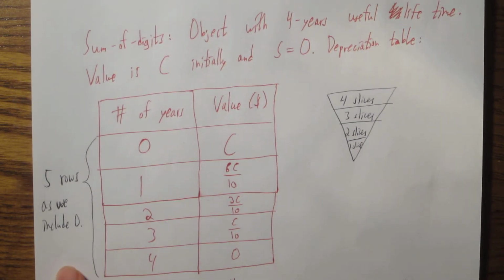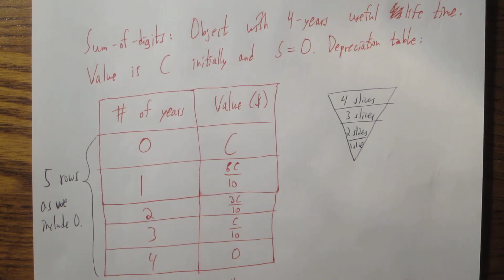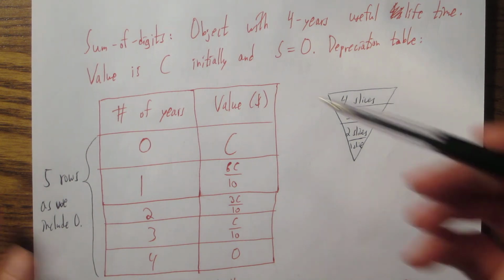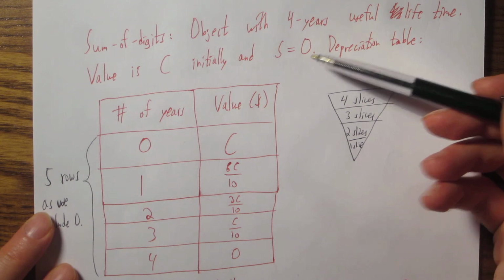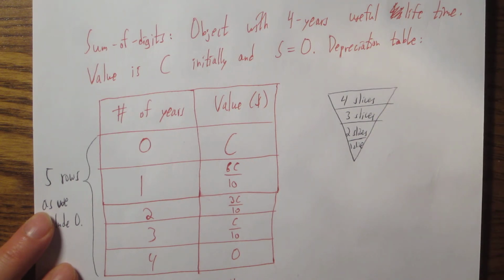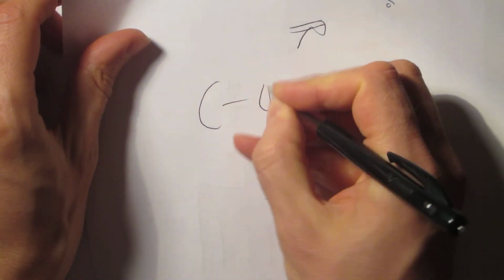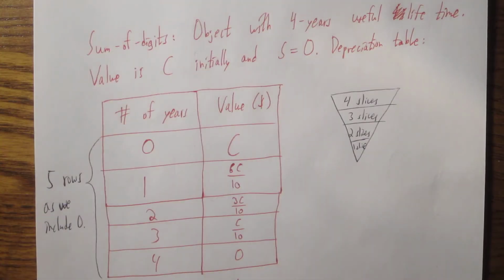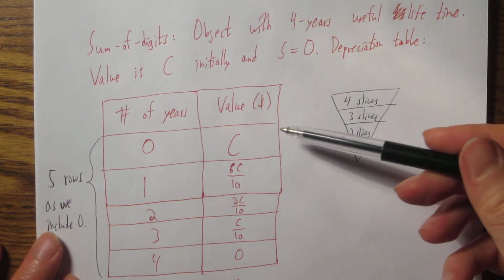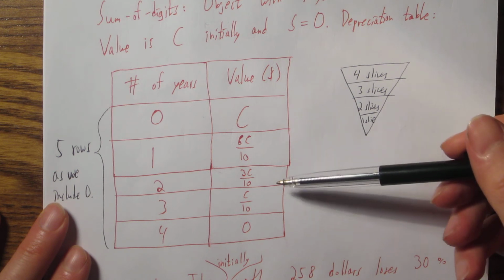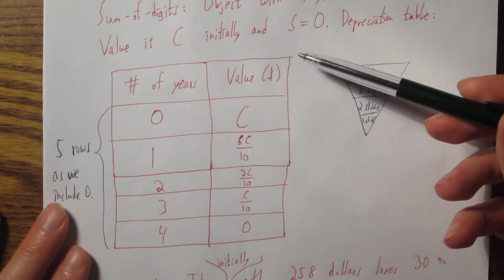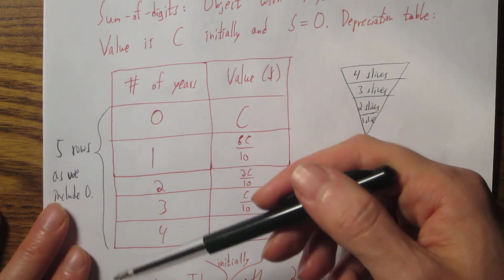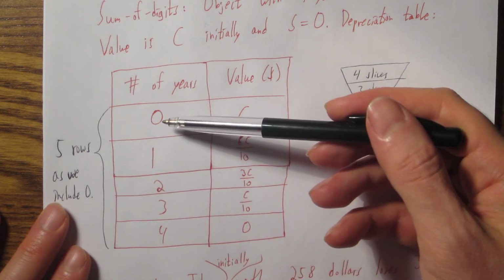Sum of digits example, if the useful lifetime is 4 years, initially the value C and the scrap value happens to be 0, the total depreciable amount here is C minus 0, that's to say C. So you chop that up into 10 slices, you lose 4 slices, then 3, then 2, then 1. So here's the depreciation table, which contains 5 numerical rows as you have 0 included.